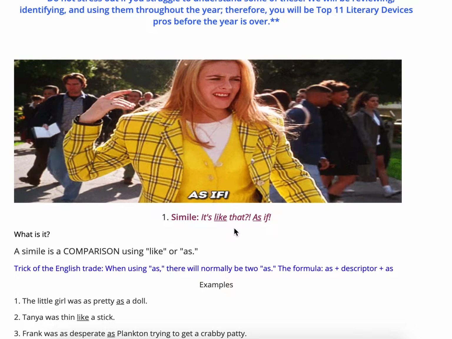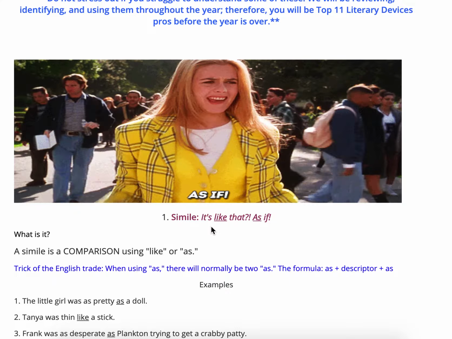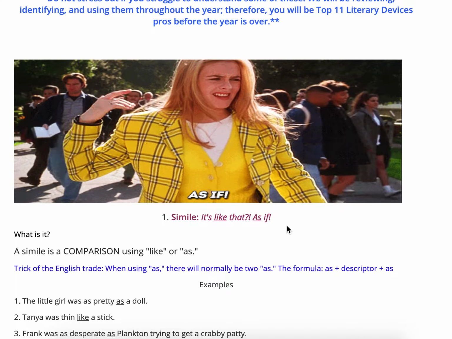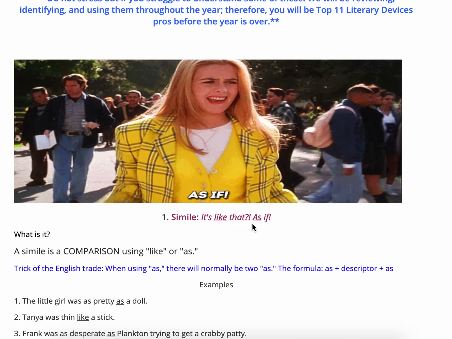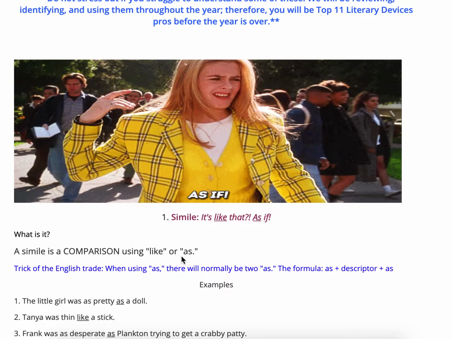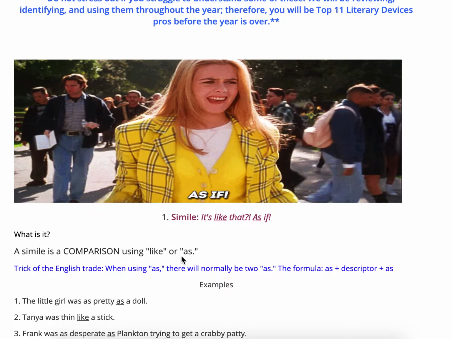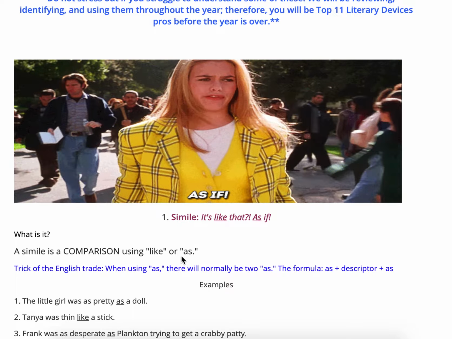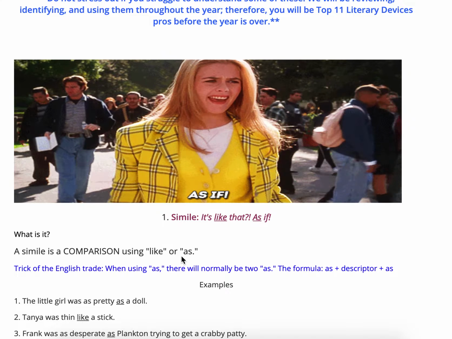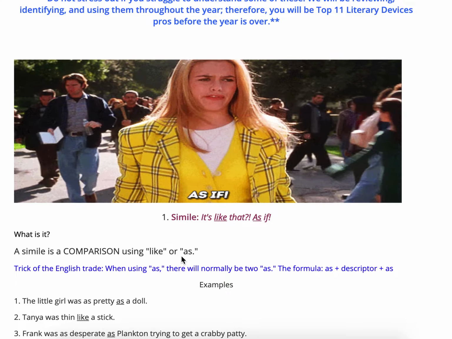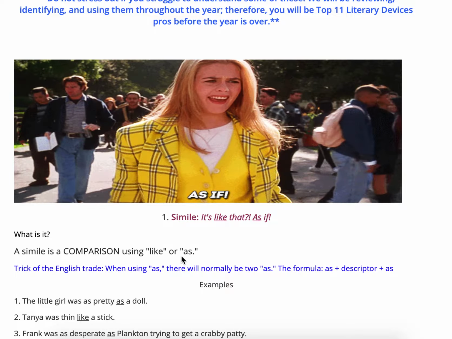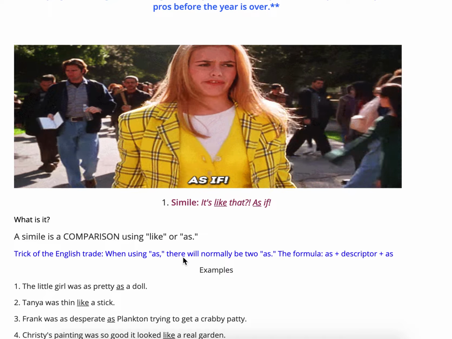Simile. It's like that as if. I tend to come up with these little phrases to help students and myself remember what these literary devices are. Like you see here, like and as is underlined because a simile is a comparison using like or as. We do this all day, every day. We do it so often we don't even realize it. It's our most common literary device used just in general, okay? As long as you're making a comparison and you use like or as, that is a simile. And the like or as part is very important. So let's just take a look at some examples.